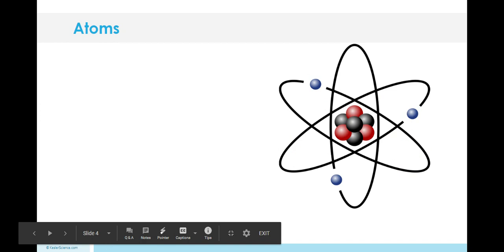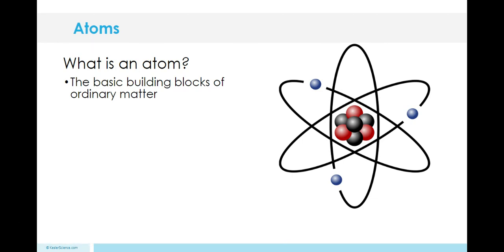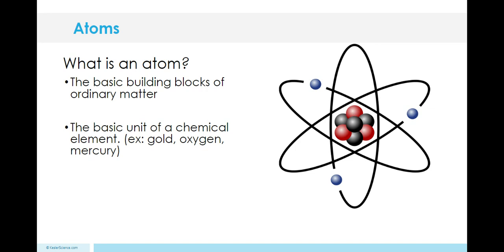So we start with, well, what is an atom? Atoms are the basic building blocks of all things, of all matter. Everything is made of atoms, from the hair on your head to the nails on your fingers and toes and the chair you're sitting on. Atoms are also the basic unit of a chemical element. For example, if you break the element gold down to its atomic structure, they are all gold atoms.